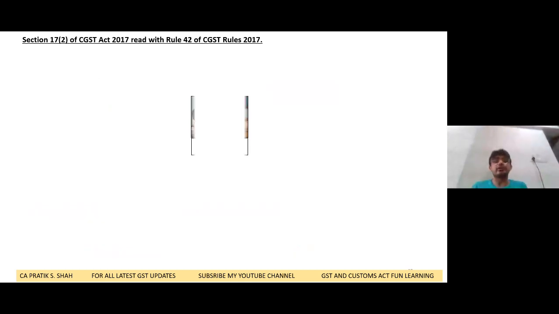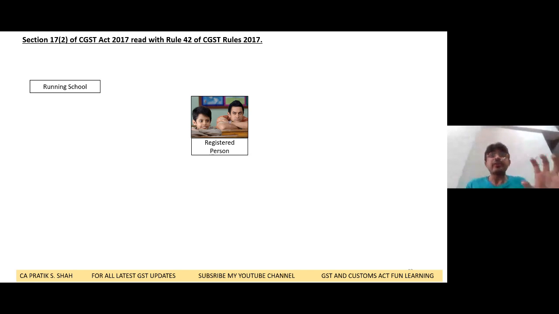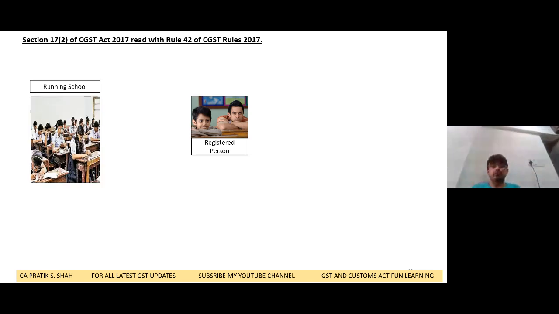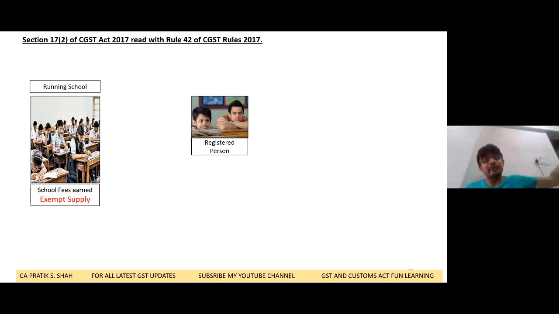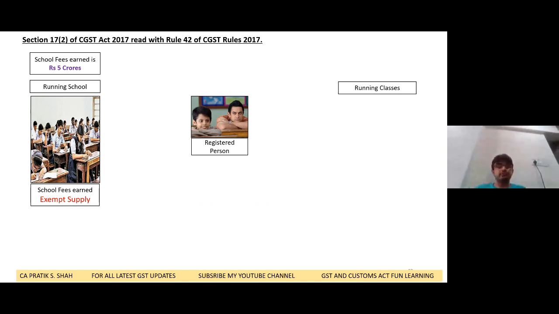Now, one case study. Listen. Mr. Amir, registered person, is running a school. Are you aware? School fees are not taxable. It is exempt, school education up to 12th standard is exempt. So school fees earned is exempt. Amir is supplying school services, he has earned revenue of 5 crore rupees, which is exempt in GST. No GST to be charged on school fees.